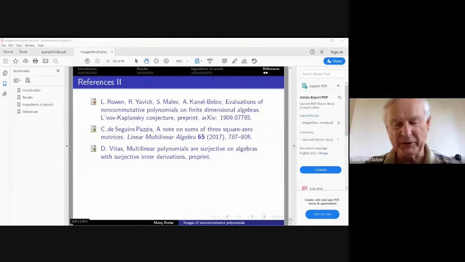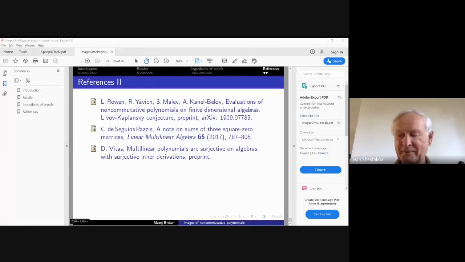The name of the next speaker was already mentioned here, because the next speaker will be exactly Misha Chebotar next Thursday. He will speak on polynomials over nil rings. So we are waiting for you next Thursday.